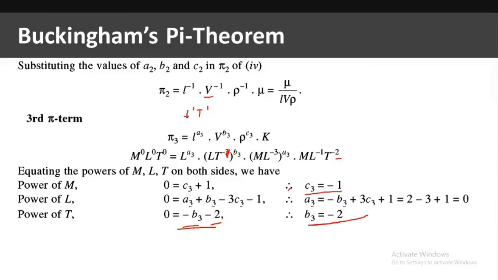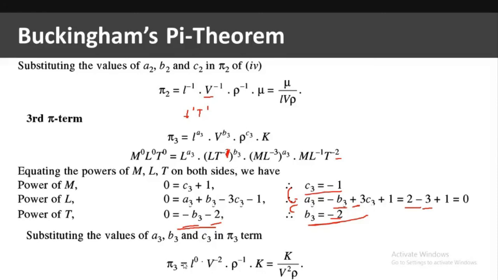So we will put these values of b3 and c3 here. Okay, so it is minus b3, so minus of minus 2, so it is plus 2. Then plus c3, so plus 3 into minus 1, so minus 3. Yeah, plus 1, so it is 2 minus 3 plus 1, so 3 minus 3, that is 0. Okay, so we'll put the value. So we'll have pi 3 equals to L to the power 0. Okay, a3 is 0, V to the power minus 2. Okay, b3 is minus 2, and rho to the power c3. C3 is minus 1, so rho to the power minus 1 into k. We say that equals to k upon V square into rho.